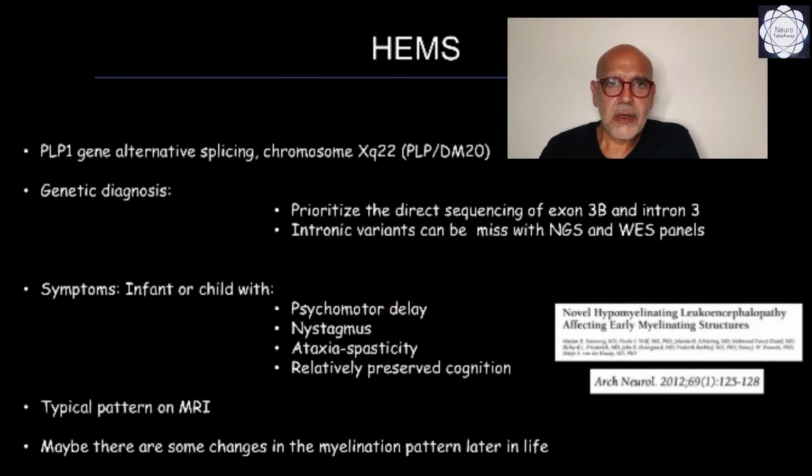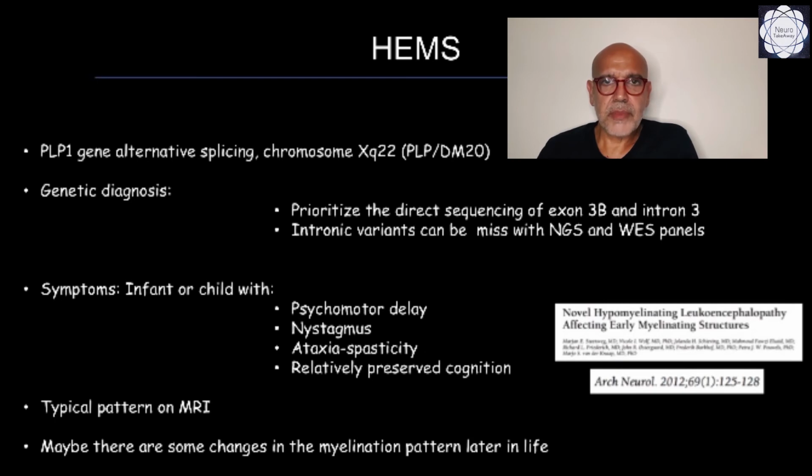Let's talk very briefly about HEMS. This entity was described for the first time by Dr. Marion Steenweg from the group of the Netherlands. They discovered several patients with the same imaging pattern: there was hypomyelination of early myelinating structures with relative preservation of the rest of the white matter. Years later, they discovered that the cause of this entity was a mutation in the PLP1 gene with affectation of the exon 3B or intron 3, which produced abnormal alternative splicing of the product of this gene.